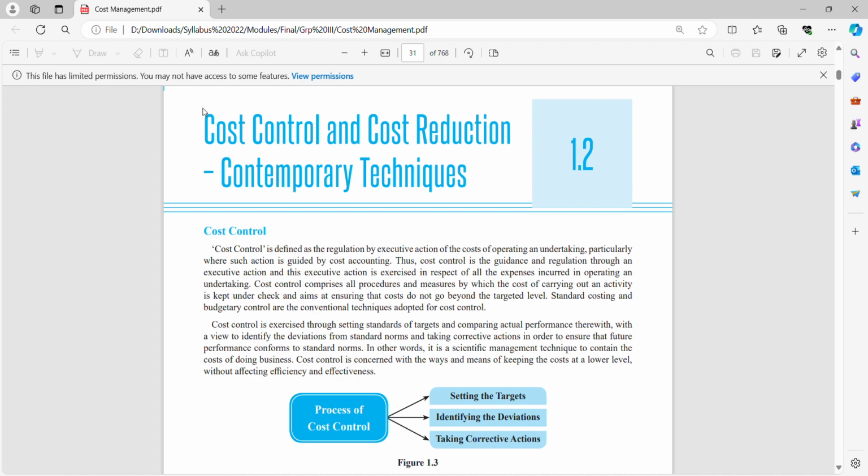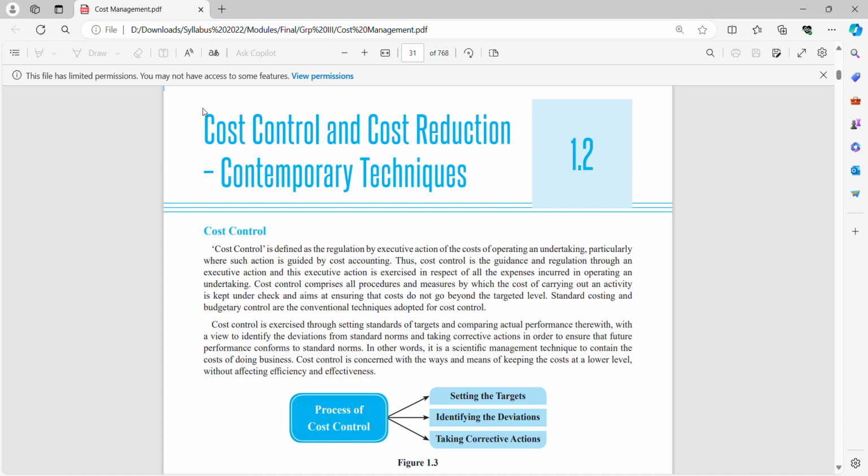There are many answers from this chapter. This chapter 1.2 is very important for theory. You can expect direct questions. Cost control, write a short note on cost control. What is cost control? How can you control your cost? I can frame case study type questions from this, and I'll ask you as a CMA, please answer for 2 marks, 6 marks, 4 marks. So overall this chapter is very important.